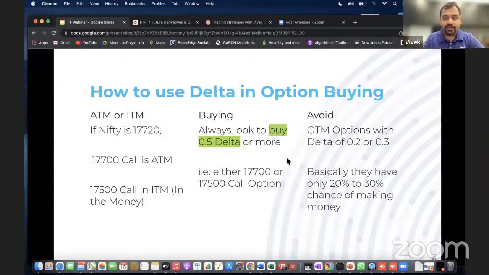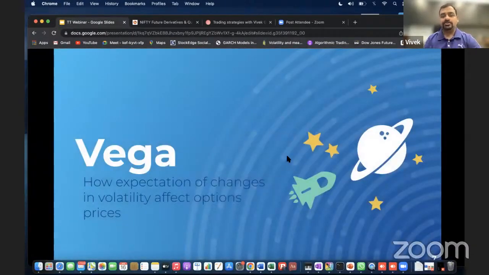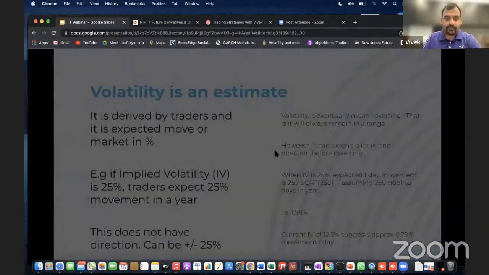And we'll then look at the next Greek, which is a little more complex than delta. Delta is quite simple. So we are going to talk about Vega. What is the expectation of changes in volatility in the market, and how does that affect option prices, is covered by Vega.